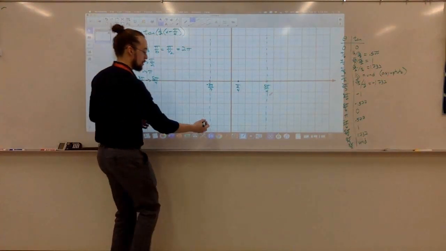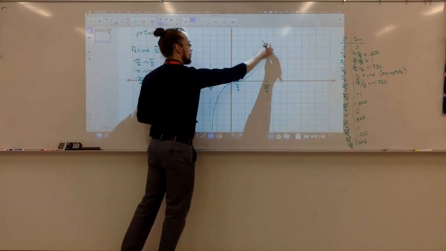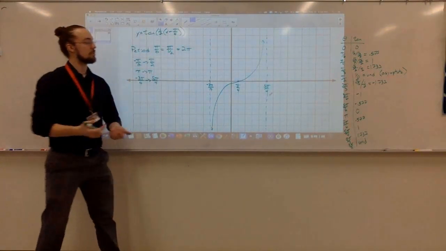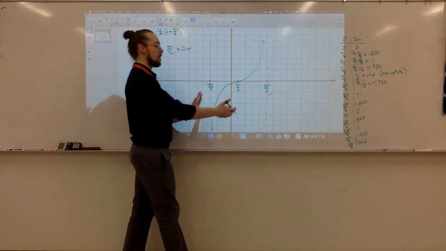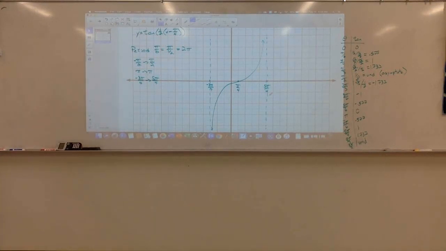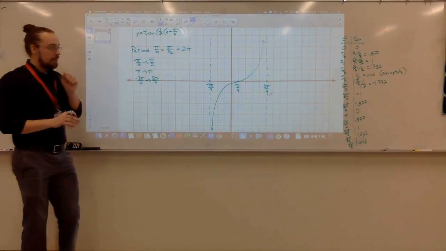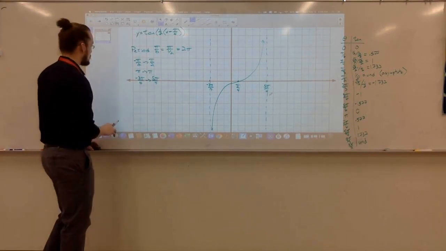And then we can sketch our one period. So this is the shape of the tangent curve. So really, the only key things we need are asymptotes and the x-intercept for sketching one period of a tangent curve. Okay with something like that? Let's try another one.